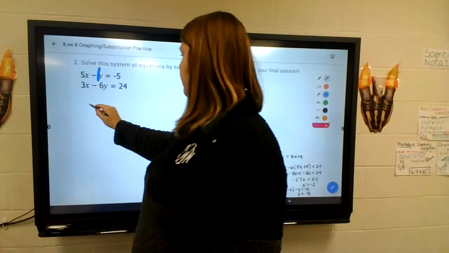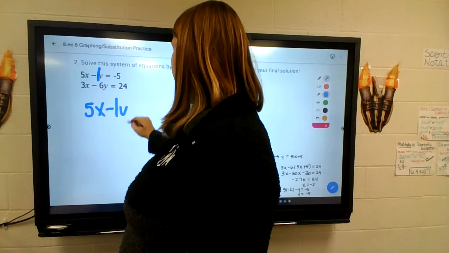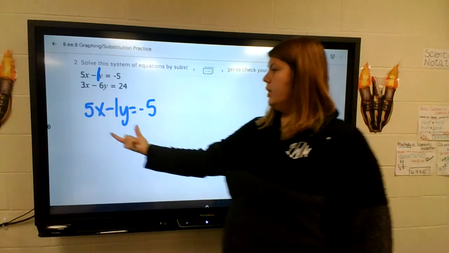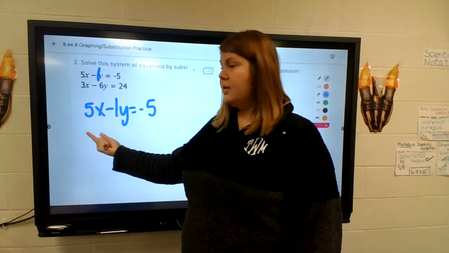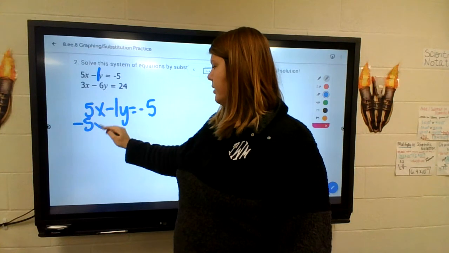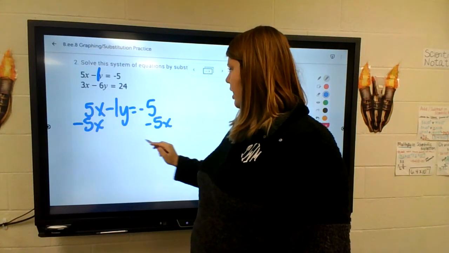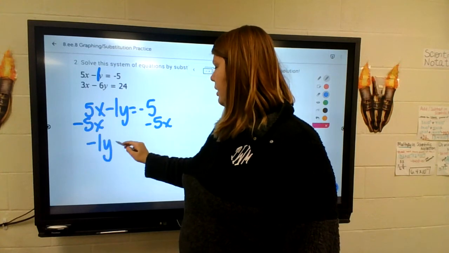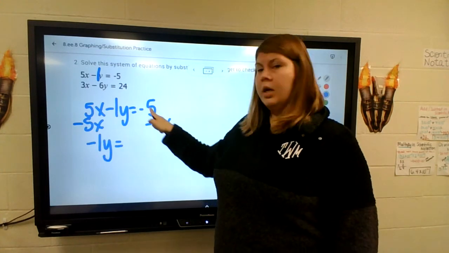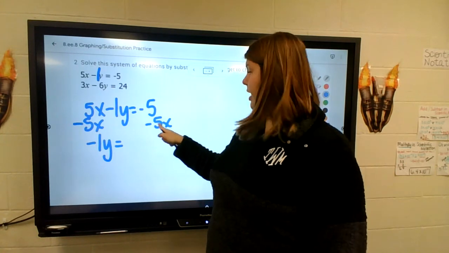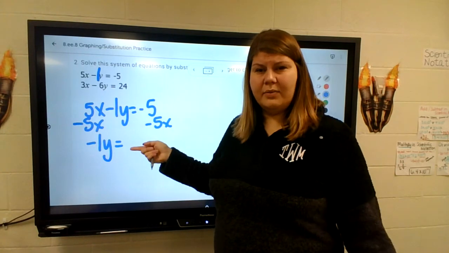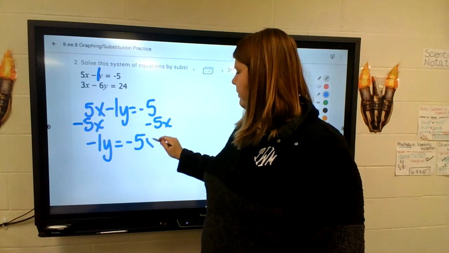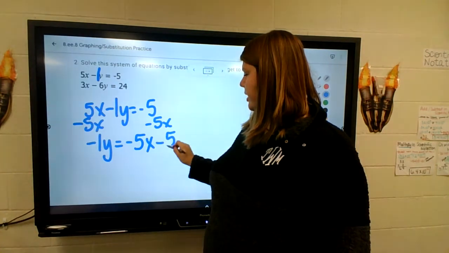Okay, so I'm just going to rewrite it: 5x minus 1y equals -5. If I want to get y by itself, my first step is to get rid of this 5x. This is a positive 5x, so the inverse would be subtracting 5x. Subtracting 5x, I'm left with, don't forget that negative, -1y equals, well, these are not like terms, so I'm going to put that x term first because that's the format we're used to. So we have -5x, and I still have that -5 to bring down as well.